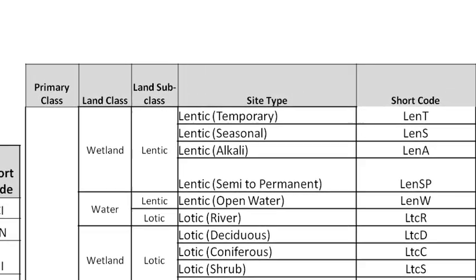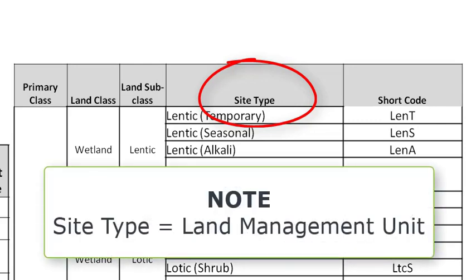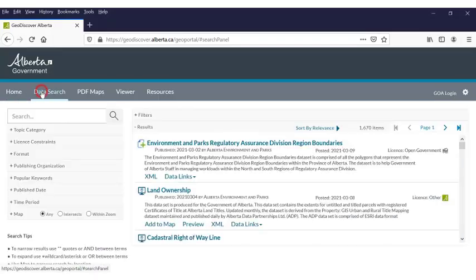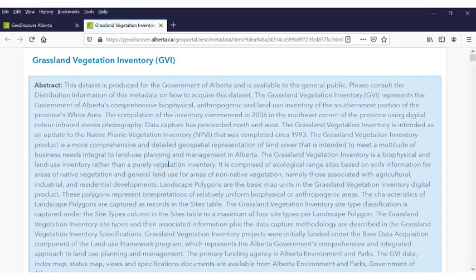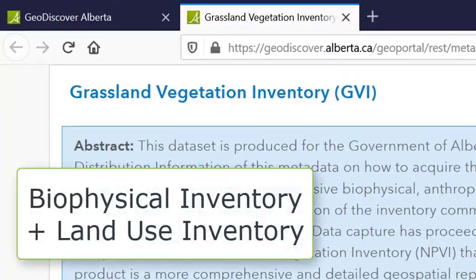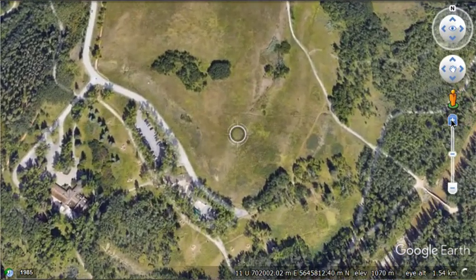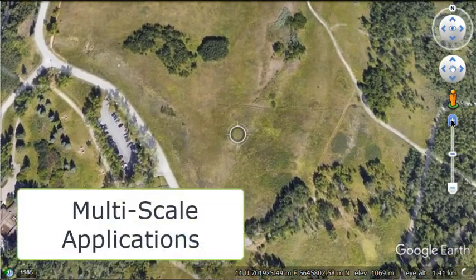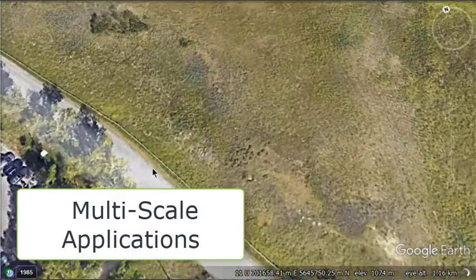The land cover classes within GVI are called site types. Site types are the quintessential land management unit. The GVI dataset is available at no cost from the Government of Alberta, but is subject to the terms of the Open Government License. Despite its name, GVI is a biophysical and land use inventory, not just a vegetation inventory. Unlike many layers, the GVI dataset is useful at many scales, adding to the versatility of this tool, for both site-specific and landscape-level uses.